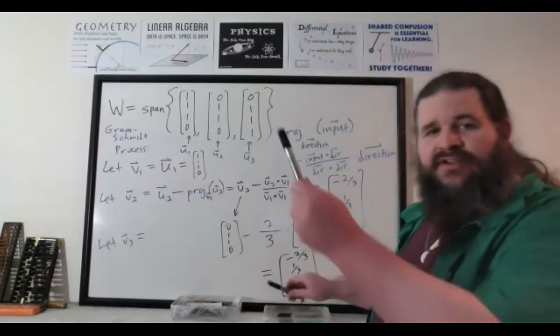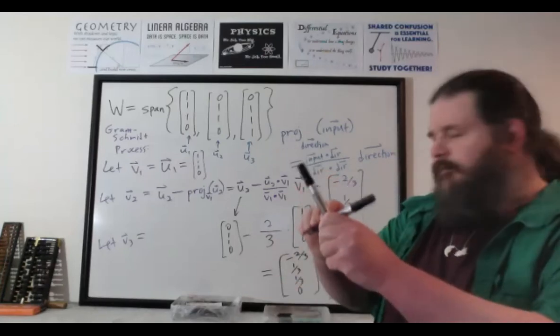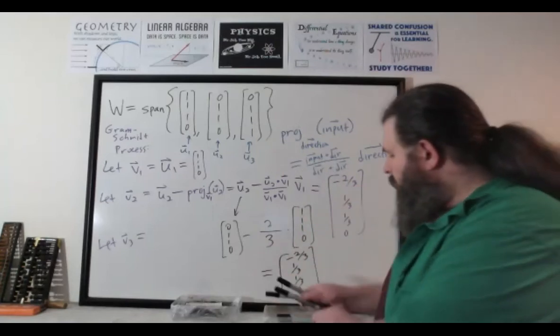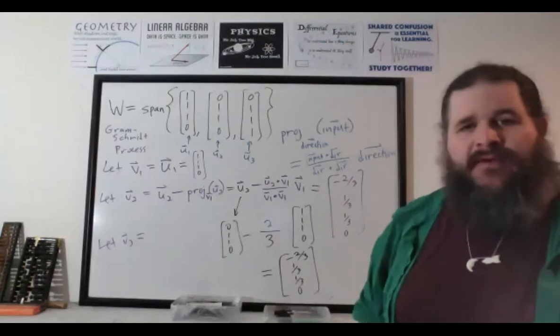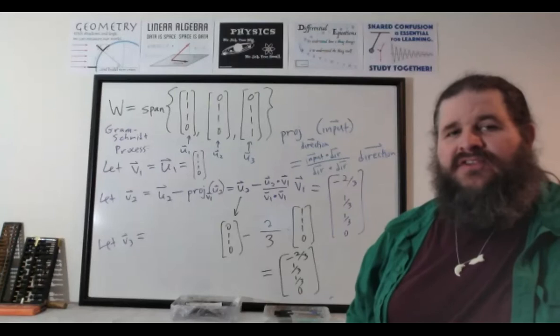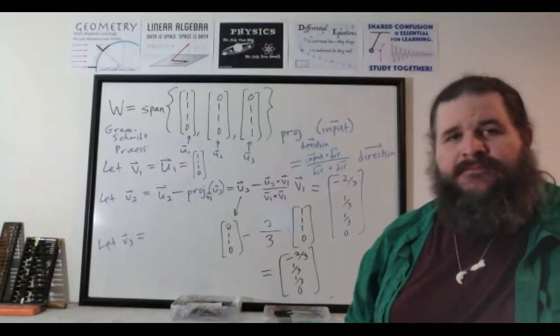V1 is in some direction. V2 is perpendicular to that. And V3 is going to be perpendicular to both of them. But if we change the size, that doesn't modify whether they're perpendicular or not. And what could you do to a vector that will change its size but not change its direction?